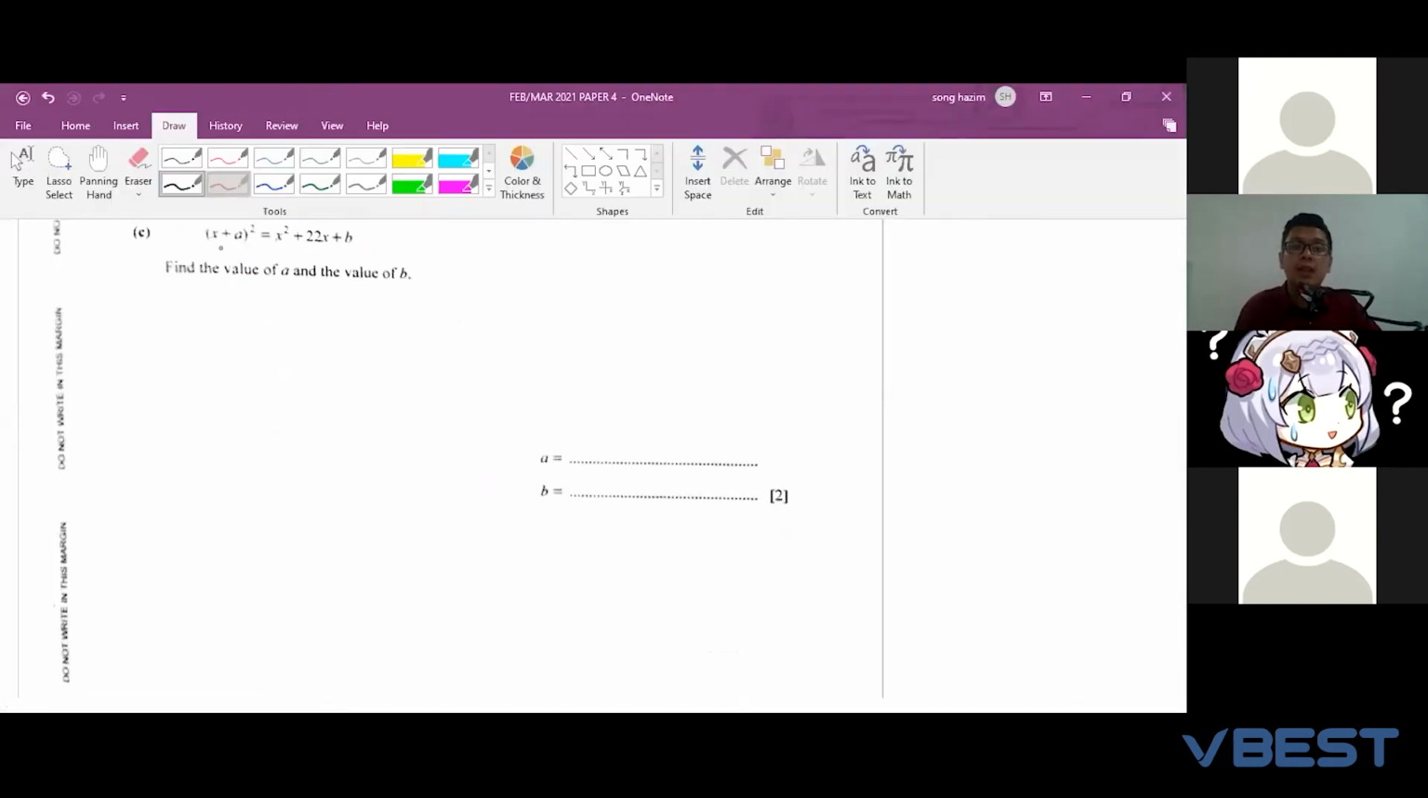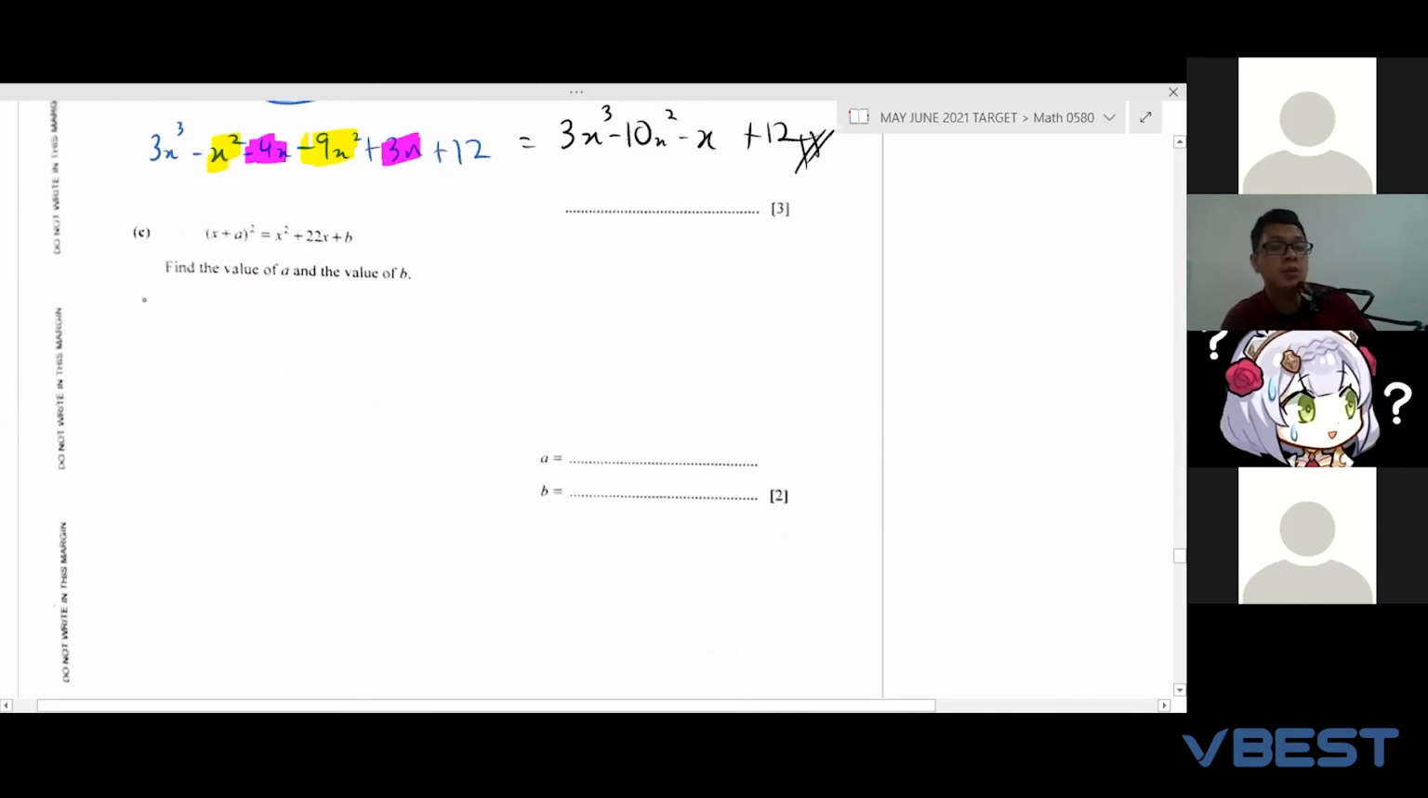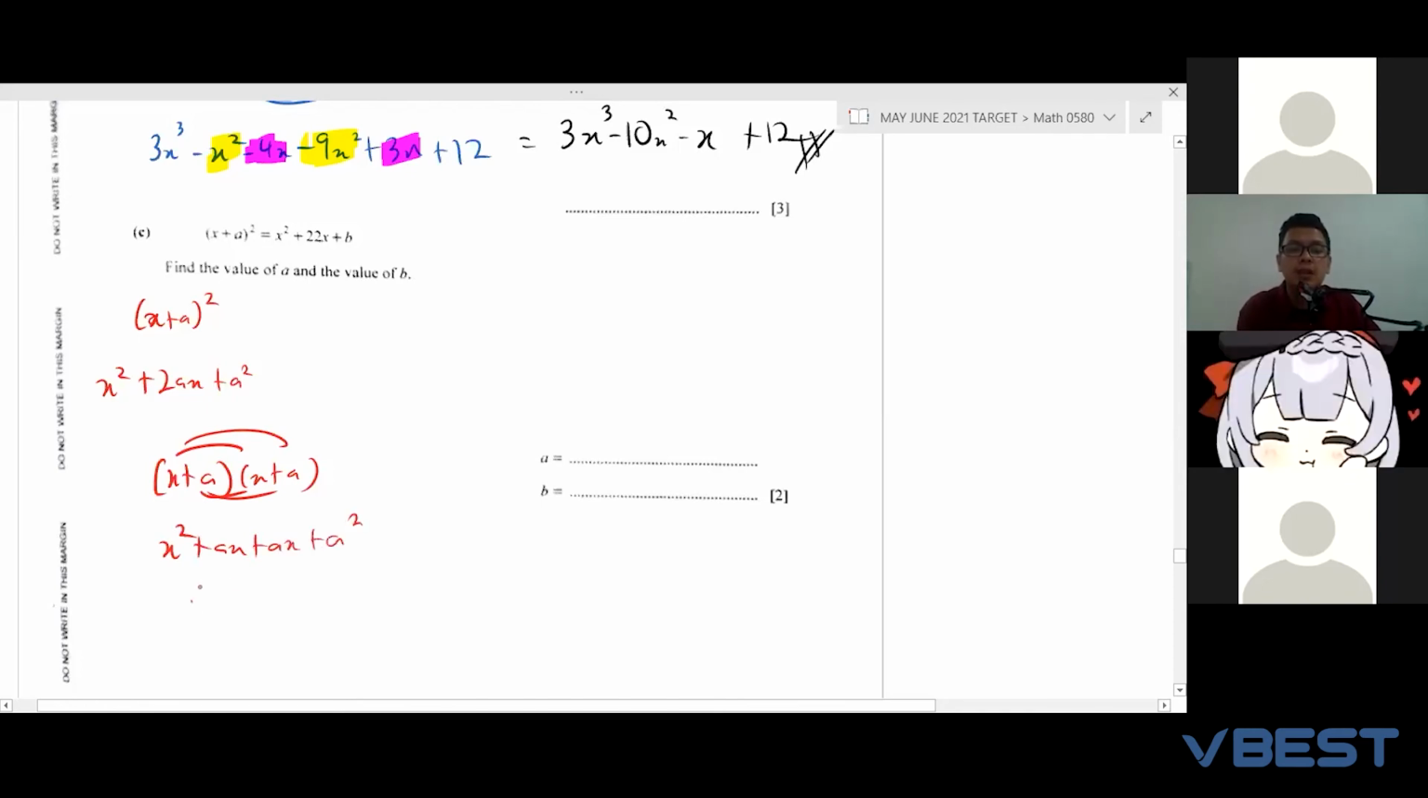Finally, this is quite a simple question where you just expand and compare. How do you want to expand here? Either you use a quick method, x plus a squared becomes x squared plus 2ax plus a squared, or you can do the normal method, x plus a times x plus a. Then you compare with what's given here, x squared plus 22x plus b.